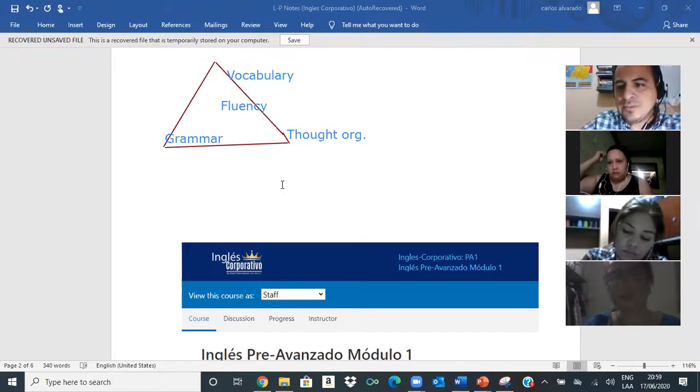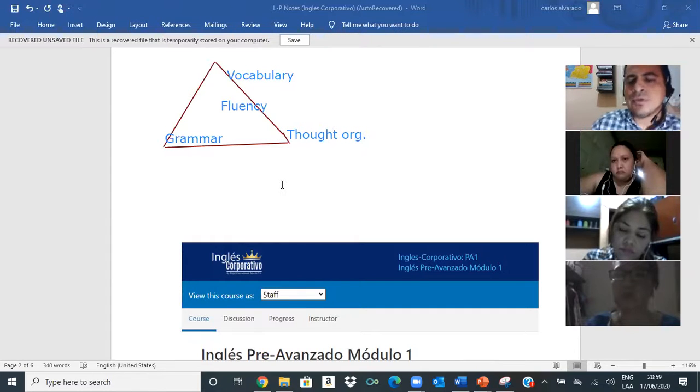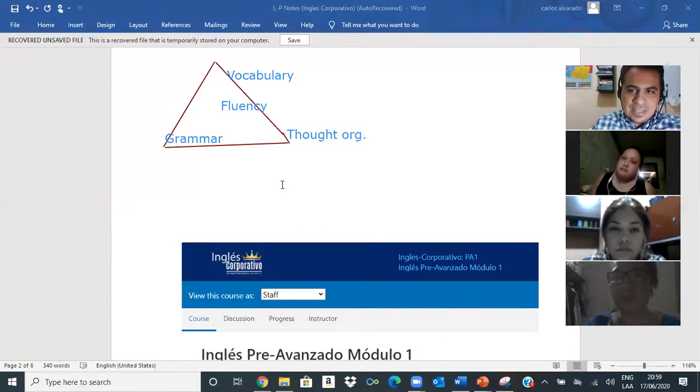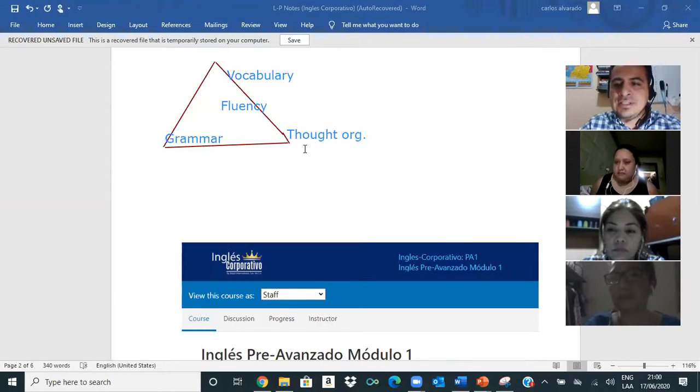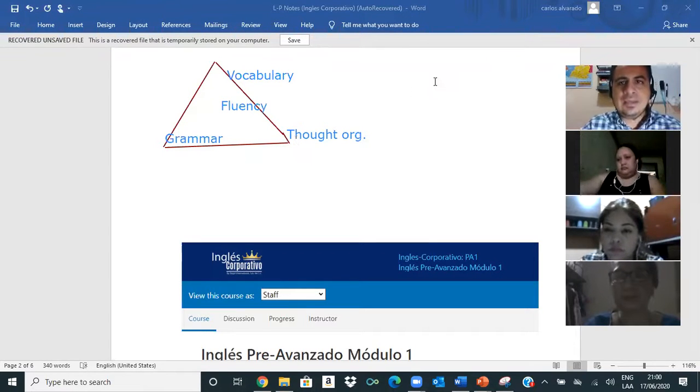Entonces ahora tengo fluidez, all right? Vocabulary, grammar, and thought organization. All right? Aquí estamos practicando grammar and vocabulary. Okay? And the speaking activities, las actividades que hicimos, por ejemplo, ahorita, who lives with you, what are they doing? Es para que ustedes practiquen el thought organization. Okay? So, vocabulary, grammar, and thought organization. Yo trato de crear las actividades para que ustedes puedan hablar.